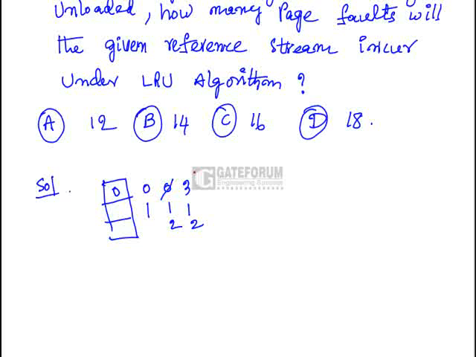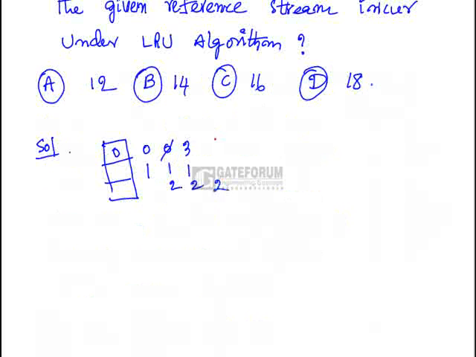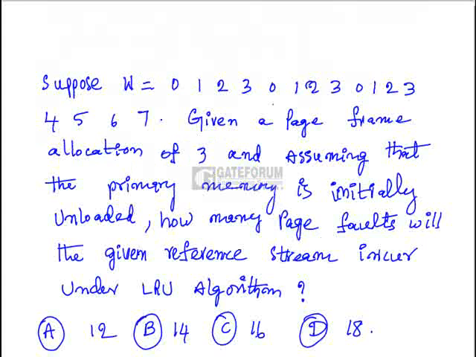0 must be replaced here. Again after 3 there is a 0. So out of 3, 1, 2, 1 is the least recently used. So 3, 0, 2. Now here 0 is inserted, 1 is replaced. Again 1: out of 3, 0, 2, 2 should be the least recently used. So 3, 0, 1. We have to replace 2. So again 2: out of 3, 0, 1, 3 is the least recently used.